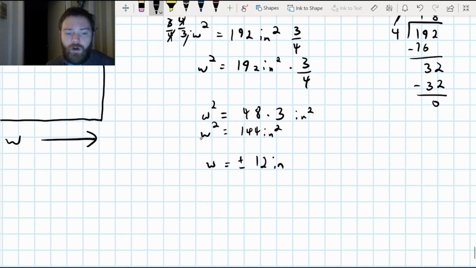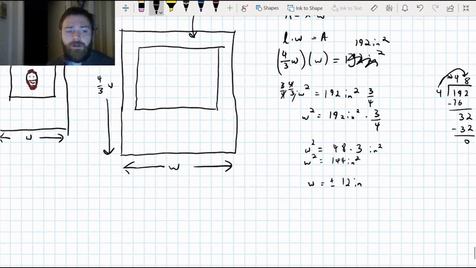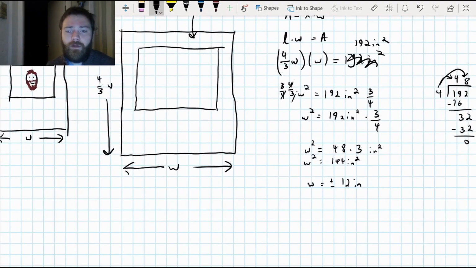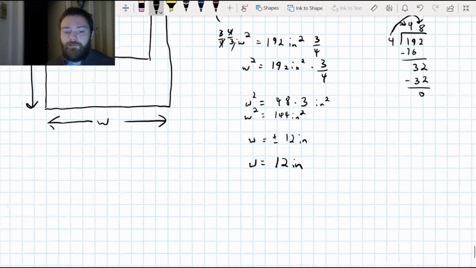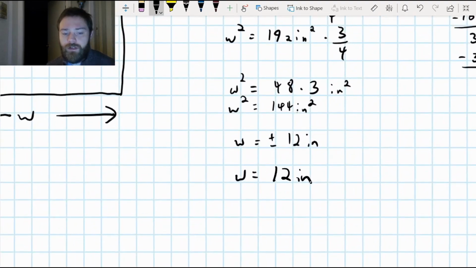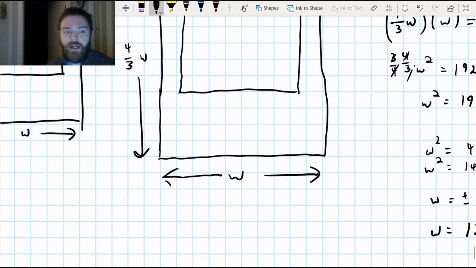But one is not going to make sense in the context of our problem. The positive is going to make sense, but the negative will not. Because if I plug the negative in up here, it's going to give me a positive area, but it's going to tell me my side lengths are negative. It's like you owe me a length, and that doesn't make any sense in the context of the problem. So when we write the final solution, we say the width is 12 inches, just the positive version.